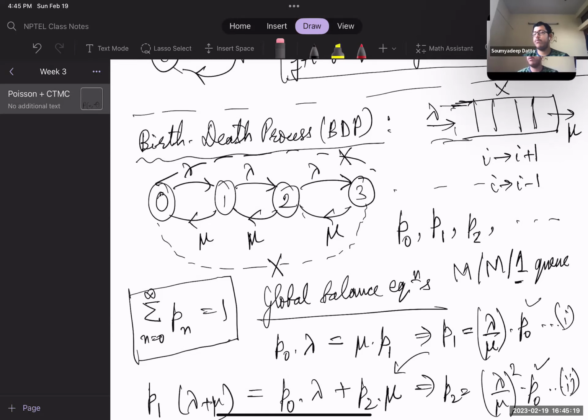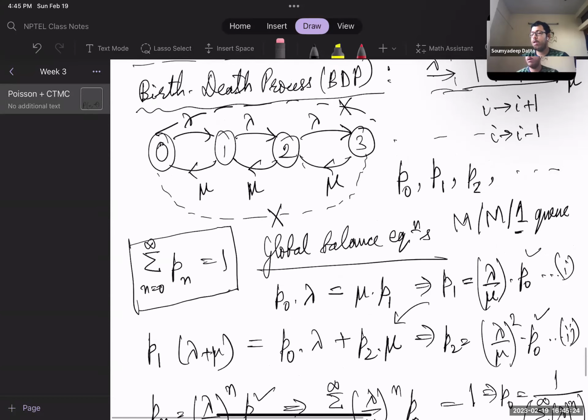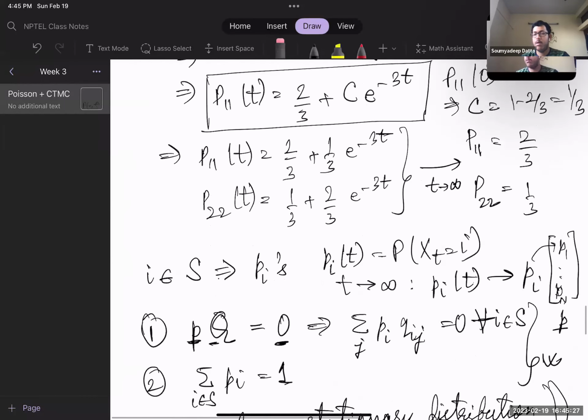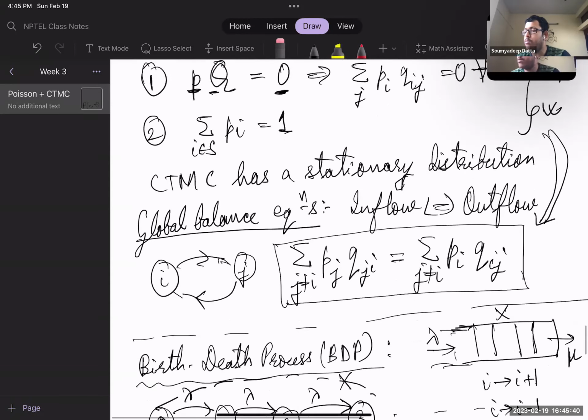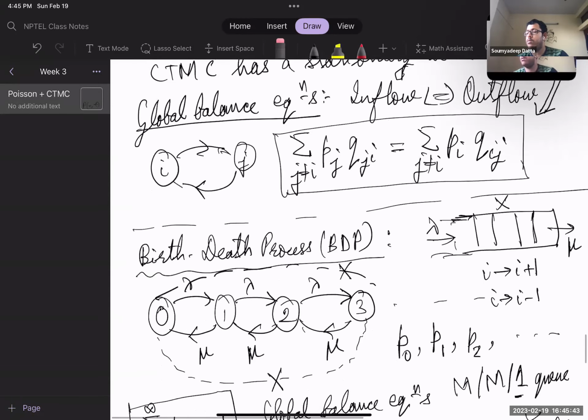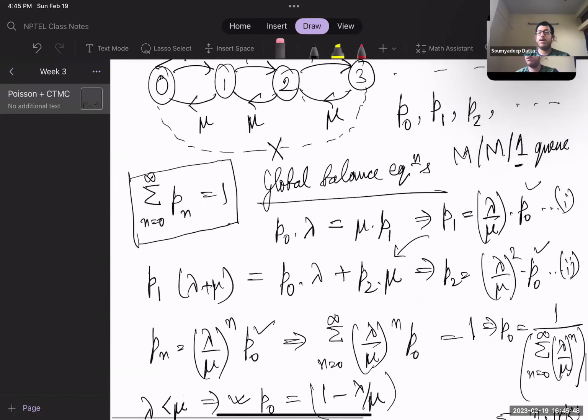Firstly, you need to have the sum of probabilities over all states be equal to 1, and you also have to have the global balance equations. If you solve for both of these, you can derive the MM1 queue formula, that is, the probability of having n elements in an MM1 queue.